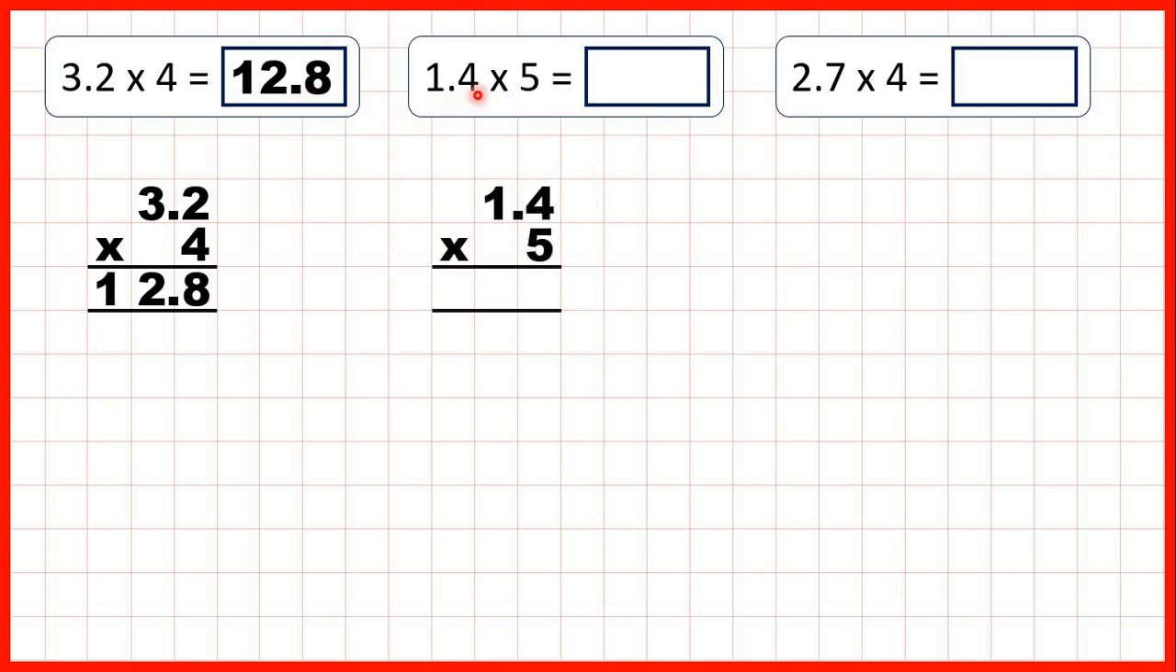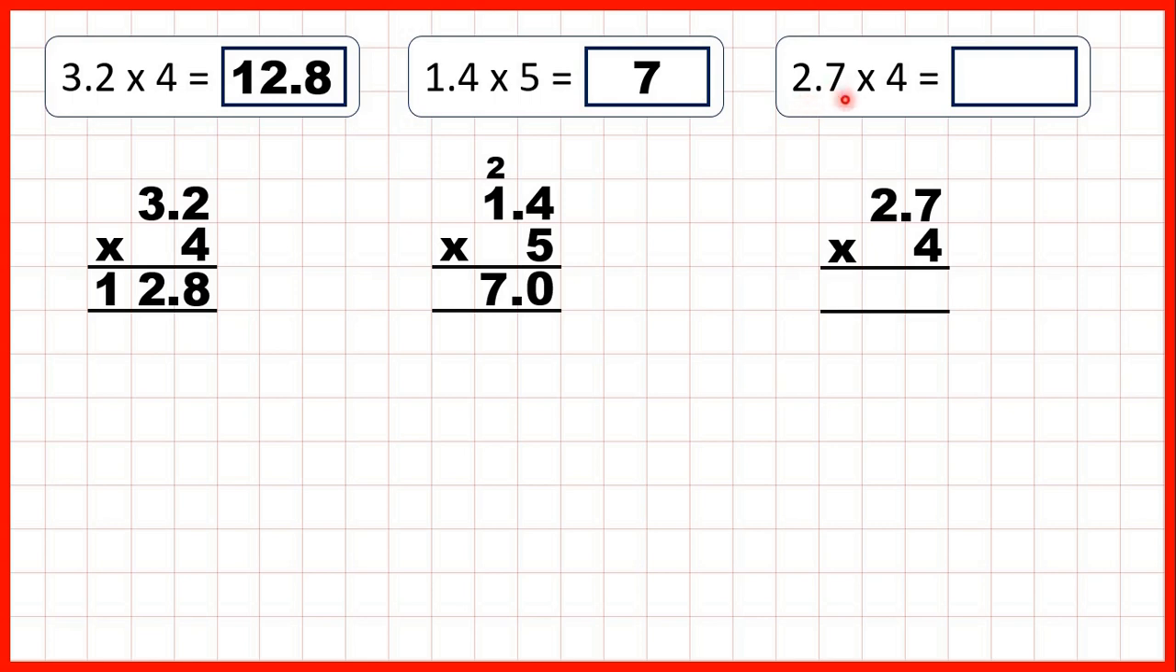Now 1.4 times 5. We copy down the decimal point, and 4 times 5 is 20, so that's 2, 0. 1 times 5 is 5, plus 2 is 7. So we get 7.0. But 7.0 is the same as 7. All the 0.0 tells us is that we don't have any tenths, so we have a whole number as our answer.